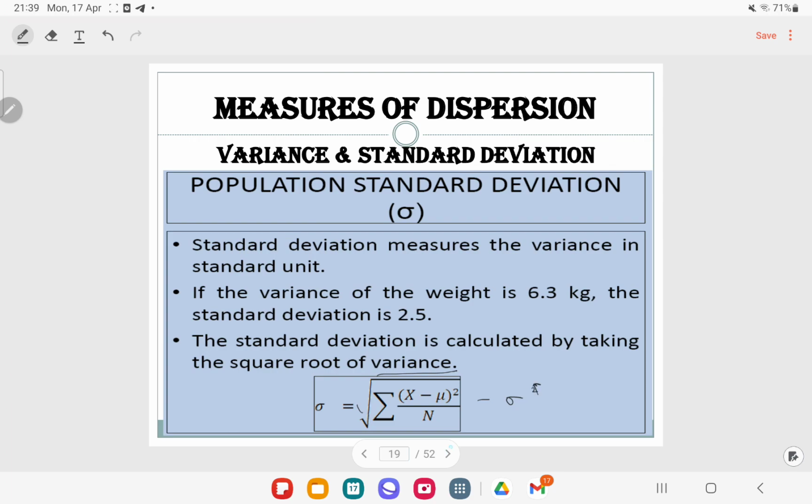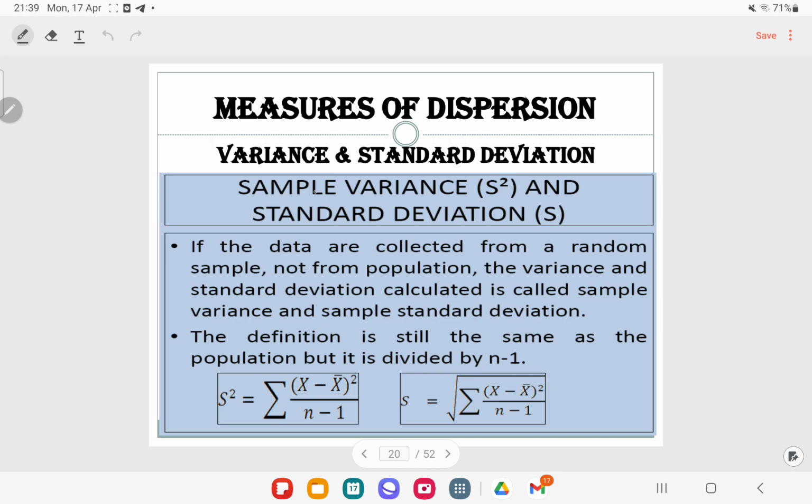Next, for the sample variance and standard deviation, we define the variance as s squared and the standard deviation as s. This is for data that comes from sample data. How to calculate it? Still the same. The summation of x minus x bar, where x bar is the mean value, and n is the sample size, minus 1. x is the observation. The same goes for the standard deviation, where we just square root the formula.